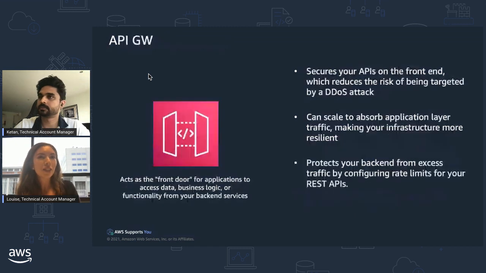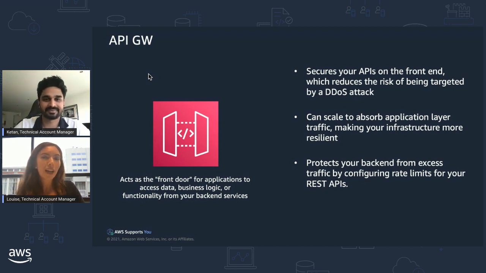And on the next slide, you're going to see API Gateway as well. This basically acts as a front door for any applications to access data, business logic, or functionality from your backend services. What this does is it secures your APIs on the front end, which reduces the risk of being targeted by a DDoS attack. So basically, following our best practices of reducing your surface area is what that's doing, because it's securing your APIs and ensuring that your surface area is reduced.